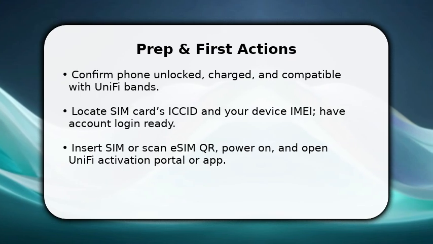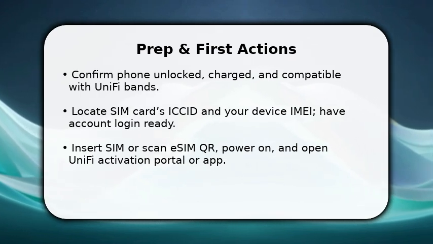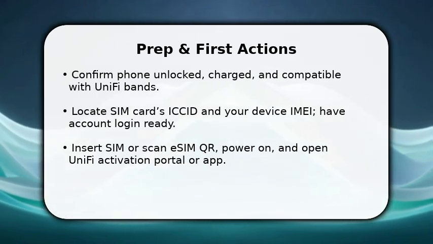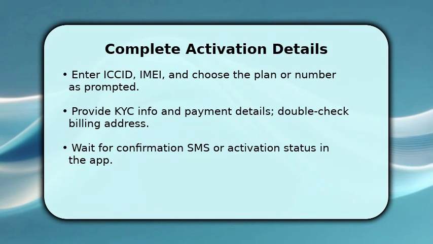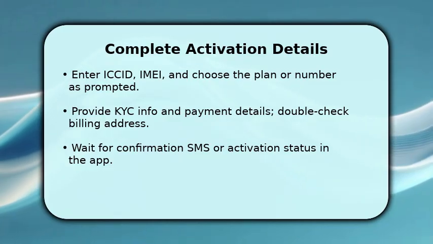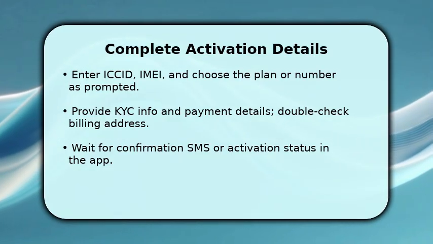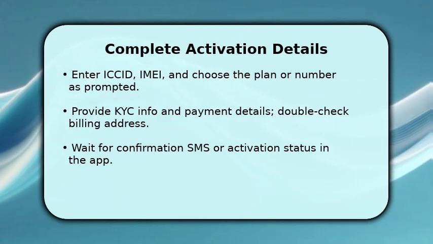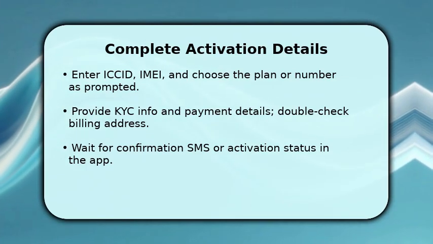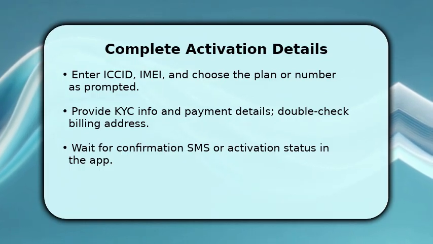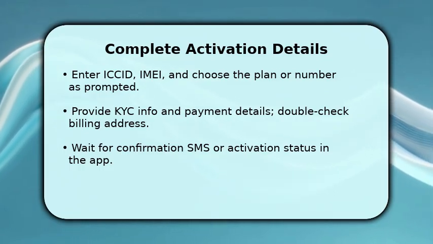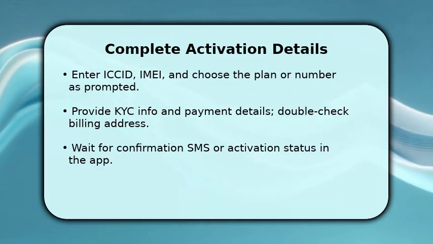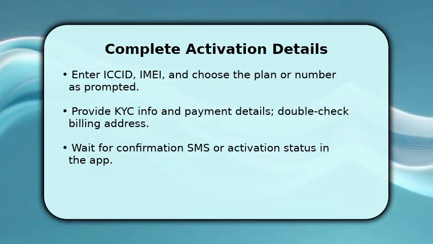After signing in, follow the activation flow. Input the SIM's ICCID and your device IMEI so the system can provision the profile correctly. Then select or confirm your plan and any phone number options. This is where billing and plan limits are set, so verify choices. Provide identity verification and payment information when requested, because incomplete KYC delays provisioning.